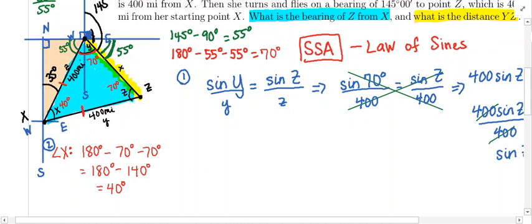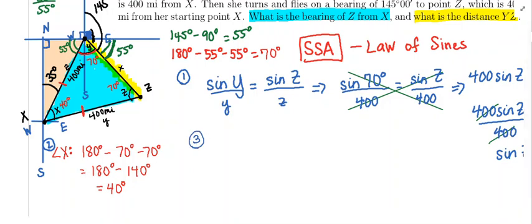Now that we know all of the angles, it's going to be super easy to solve for side X. Again, we need to be using the law of sines here. In this last step, I can make a ratio that involves X because I know angle X.